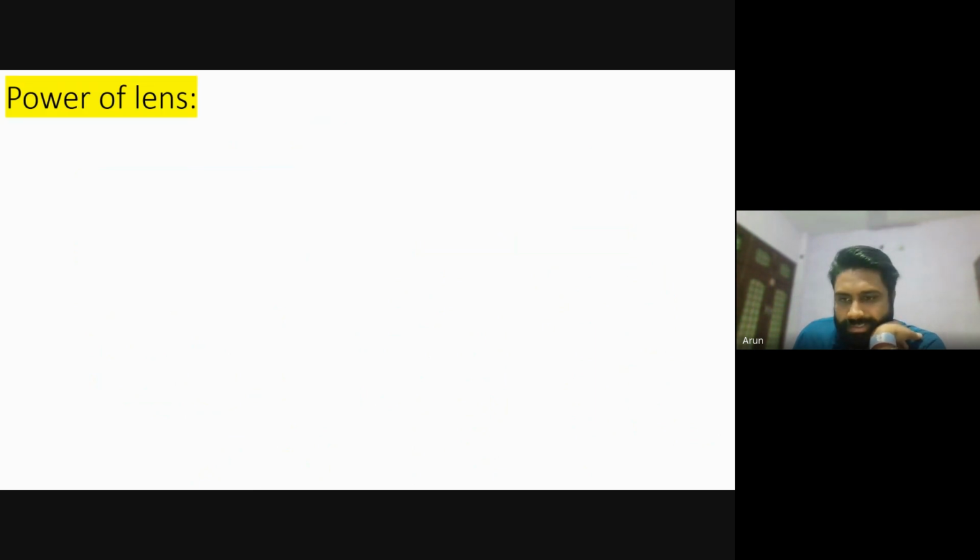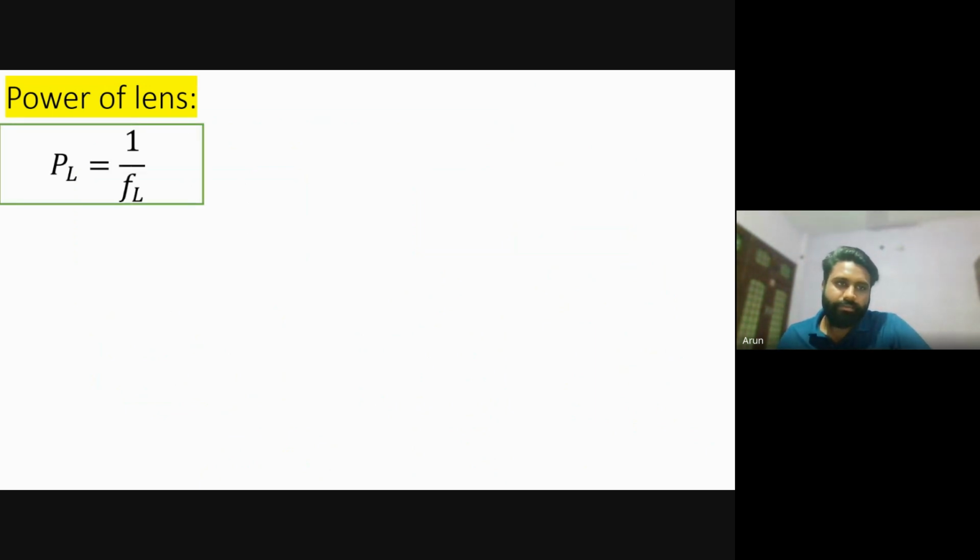Now the power of lens. I have also discussed with you the power of mirror, right? Again, this is the power of lens. The formula for power of lens is PL, power of lens, equal to 1 upon FL, means 1 upon the focal length of the lens.